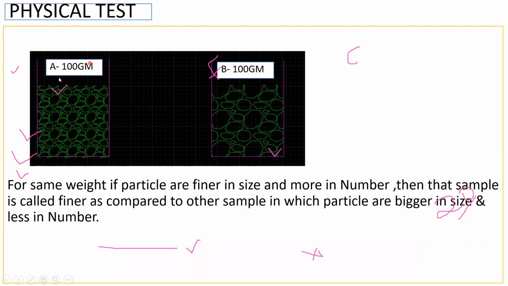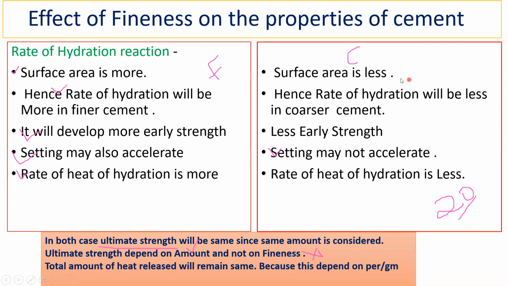We have taken 100 gram in sample 1 and also 100 gram in sample 2. That is the reason the ultimate strength is going to be the same in both cases, because it depends on the amount we have taken. Next point is that the total amount of heat release will remain the same, right? Because whatever heat is released depends on per gram. When I say per gram, in both samples we have taken 100 gram. So the total amount of heat release will remain the same, because it depends on per gram. Both we have taken 100, so the same amount of heat is going to release.